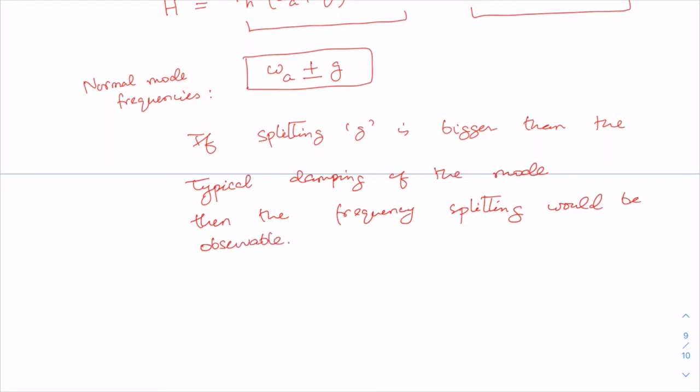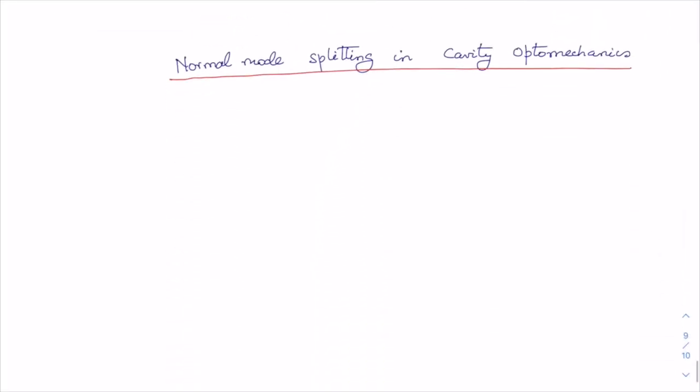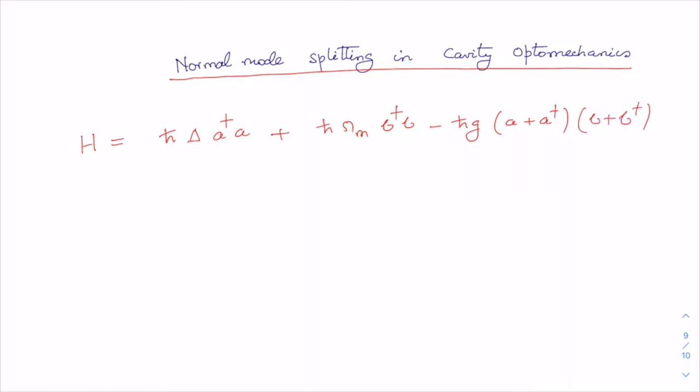I think this would be clearer, because now I'm going to discuss the phenomenon of normal mode splitting in cavity optomechanics. Let us consider the linearized optomechanical Hamiltonian without noise and damping. So the Hamiltonian is, let me write it as, H cross delta, where delta is the detuning parameter that I'm going to define again, A dagger A, this is the optical oscillator. Then we have H cross omega M B dagger B, that is the mechanical oscillator, and they are coupled by this coupling parameter Z. And we have these terms (A plus A dagger) into (B plus B dagger).